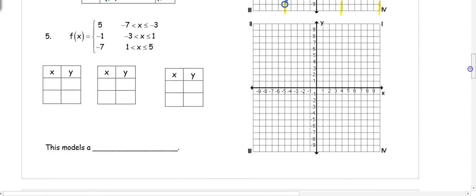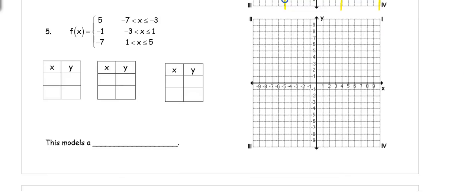Let's look at one more example. So in this example, notice that all of them have just constants for the y-values. So in the first inequality, we're going to look at, we have -7, -3, and then we also have 1 and 5. So we're going to put dotted lines at all of those. So we're going to put a dotted line at -7, a dotted line at -3, a dotted line at 1, and a dotted line at 5.